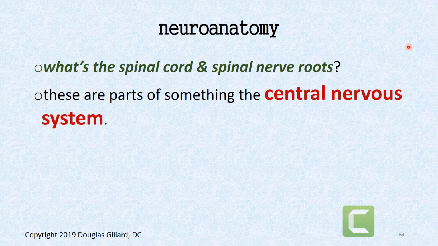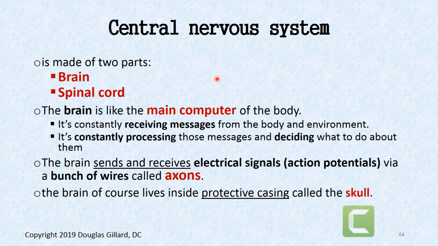So what's the spinal cord? What are the spinal nerve roots? Well, these are two important parts of the central nervous system. Remember, there's a PNS and a CNS. The central nervous system is the brain and the spinal cord, but we can't forget that we still have some nerve roots hanging within the neuroforamen, or within the vertebral canal. So that's also part of the central nervous system. So two parts, brain and spinal cord.